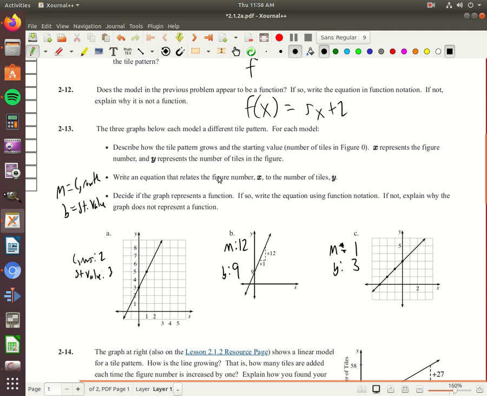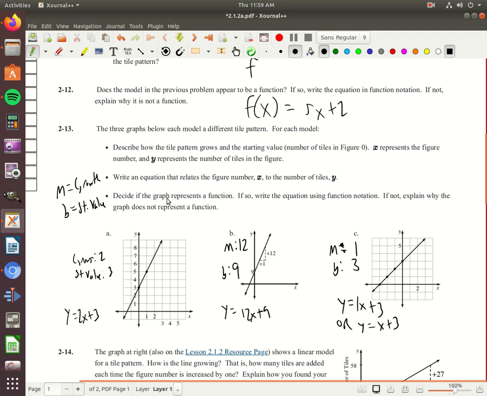Write the equation that relates. So here we'll say y equals 2x plus 3. Here we'll say y equals 12x plus 9. And here we'll say y equals, you could say 1x plus 3, or you could just say y equals x plus 3. It's assumed to be 1x there.